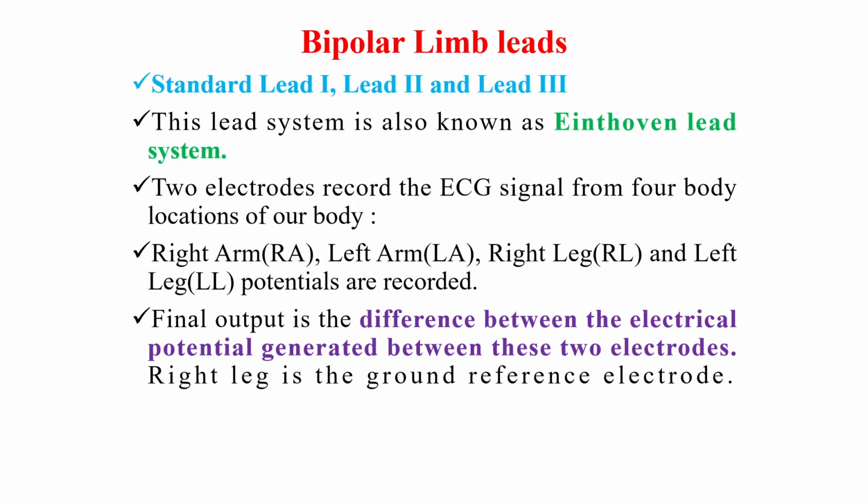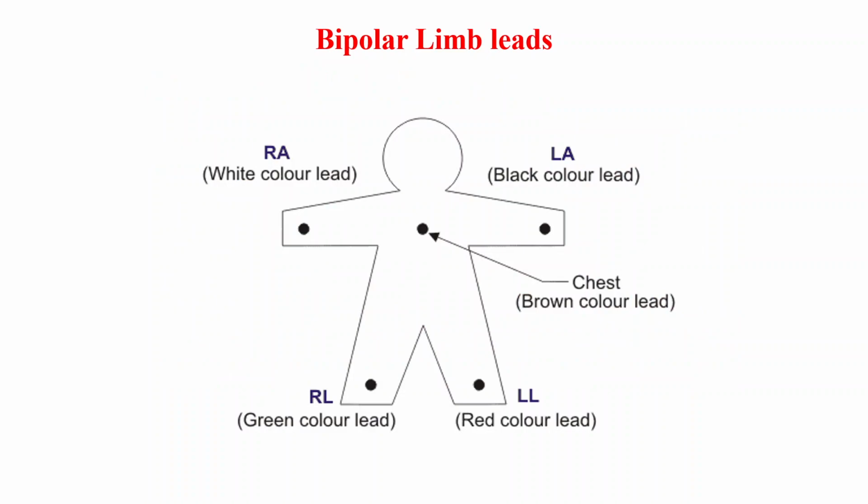So the bipolar limb lead, another name is the standard lead. It has a 3 lead system, lead 1, lead 2, lead 3, and is also known as the Einthoven lead system. Here we are going to use the right arm, right leg and left leg of the patient for recording the potentials. The output is the difference between the potentials generated between these two electrodes. Right leg is always ground, that is, it is considered as a reference electrode.